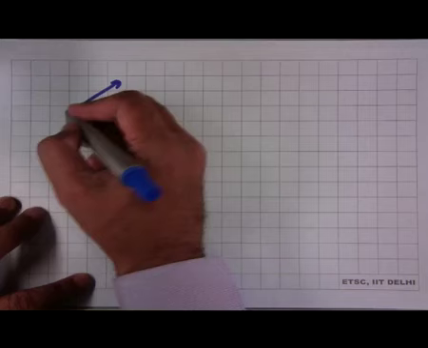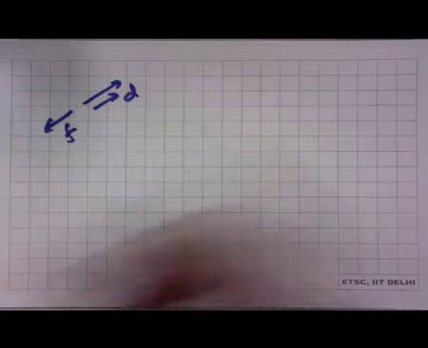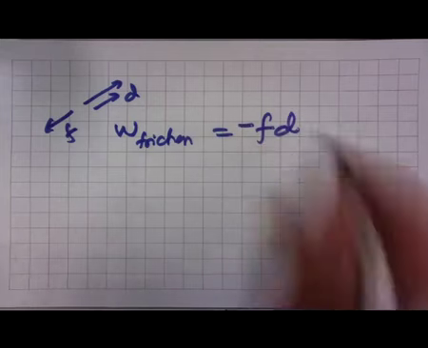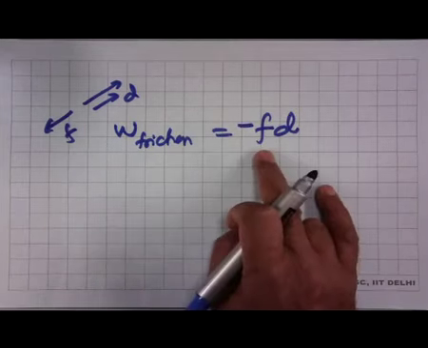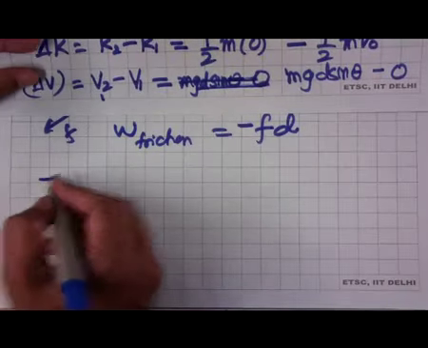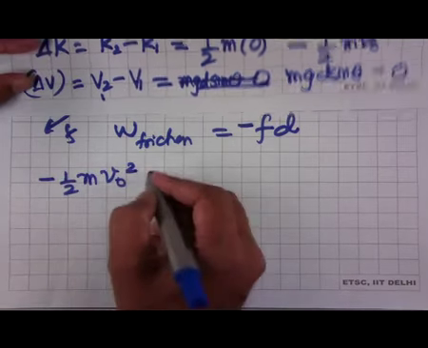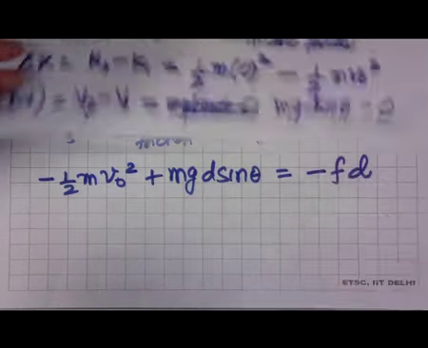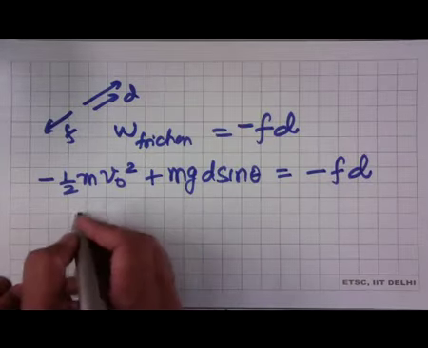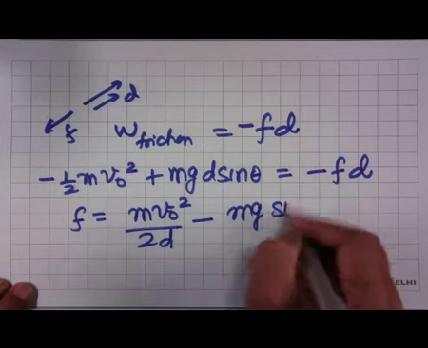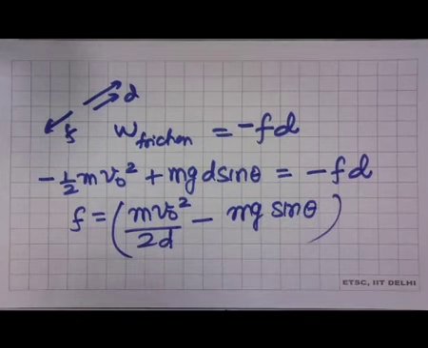The friction force is acting in this direction, the block is moving in the upward direction. So, the work done by friction can be written as minus F times d, because friction, as we have seen, is a constant force. This will be minus F times d, and because these two are in opposite directions, we get the minus sign. Now, once we combine everything, what we get is minus half m V0 square plus mg times d sin theta is equal to minus F times d, and from here we get F is equal to m V0 square by 2d minus mg sin theta. So, we get the value of the friction force.